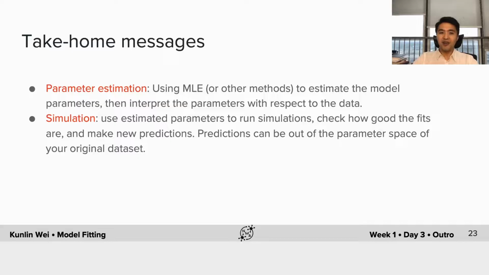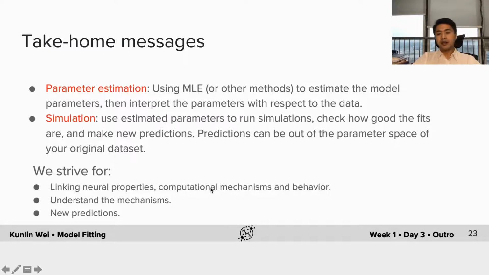Ideally, if possible, you can use your model to make new predictions. This new prediction is not even in your own data. Maybe you can confirm the new prediction by running new experiments or using other people's data set to see whether it can be fitted by your own model. This can all be done by using model simulation. So I hope this complete research example gives you a sense how to use model fitting for real scientific questions.